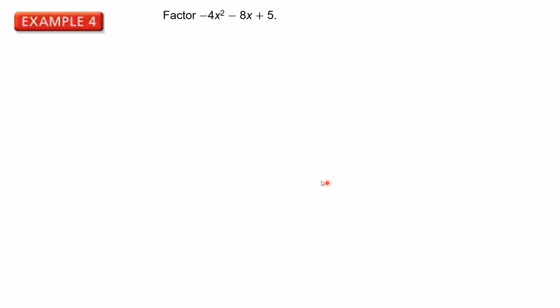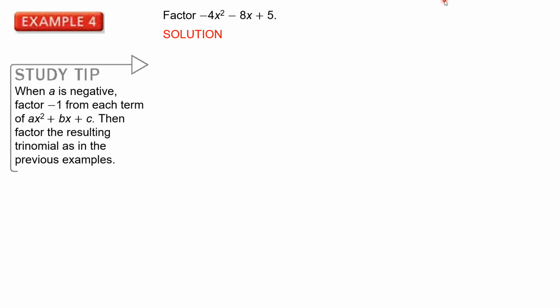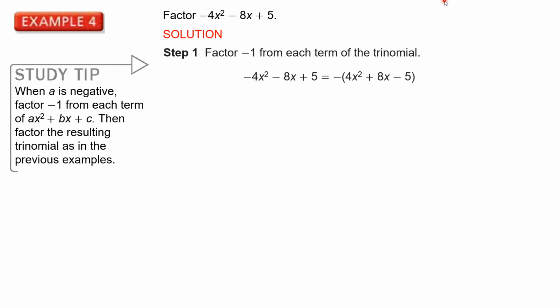Okay, next example. Last one, actually. We don't have a common factor, but the first term is -1. So when we have a first term of -1, when a is negative, we want to factor the -1 from each term, and then we're going to factor the resulting trinomial like we did the previous one. So the first step here is just to factor out this -1, the one's not written. But basically, when you divide each term by -1, it changes the signs. So we have a -1 times the quantity 4x squared plus 8x minus 5.